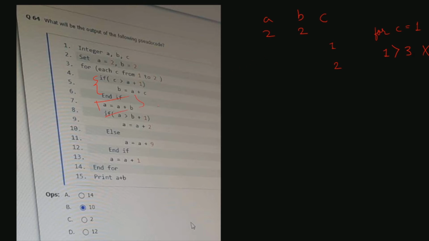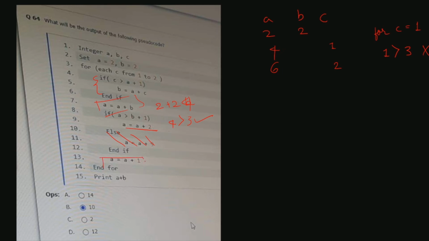So A plus B, 2 plus 2 is 4. So our new value of A will be 4. Next, again we will check this if statement. If 4 is greater than B plus 1, that is 3, which is correct, so we will run this statement, that is A equals A plus 2, 4 plus 2 is 6. So our new value of A will be 6. The else part will not run because we just executed the if part.